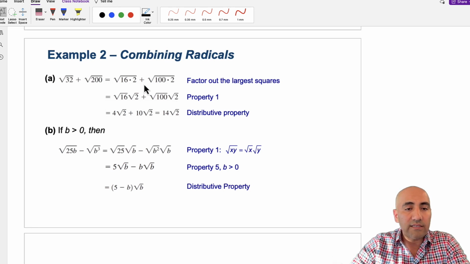If you see a nice large even square, then this works out well too. Either way, we get to 4 root 2. And over here, same thing. We get 5 root b minus b root b, just like before. And so we end up with this.